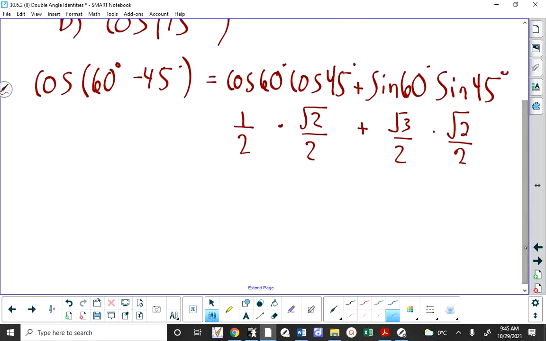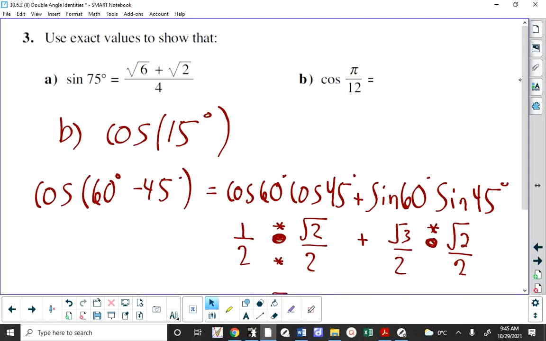So BEDMAS says we're going to do our multiplication before we worry about addition. I multiply two fractions by multiplying across the top, giving me root 2, multiplying across the bottom, giving me 4. Over here, when I multiply root 3 by root 2, I get root 6. That's how radicals work. Over 2 times 2 is 4. We have a common denominator, so when we put them together, they will both be over 4, which is what we were asked to show: cos of 15 is equal to that. Is that good? Good. Perfect.